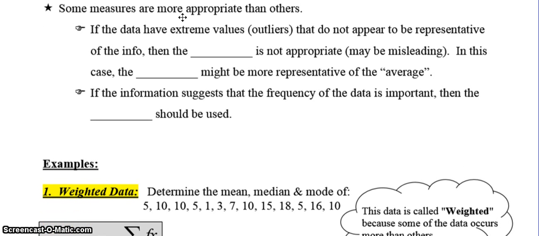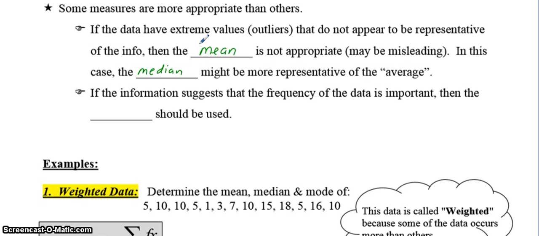So some measures are more appropriate than others. If the data has extreme values such as outliers that do not appear to be representative of the information, then the mean is not appropriate because it may be misleading. Just like in that example, you don't want people thinking that the average salary was 31.8 thousand when only two people made more than that value. In this case, the median might be more representative of the average.